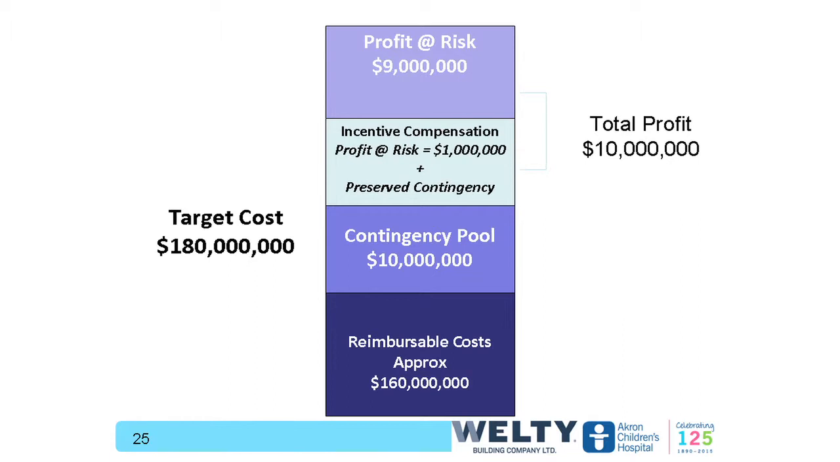This is kind of how it worked out with a target cost of $180,000. You had a total of $10 million of profit. $9 million of that went into the profit at risk bucket. $1 million of it dropped down into the incentive compensation bucket. The contingency pool was really where the dollars were going to be saved that would flow up into that incentive compensation bucket, and that would fund the payout for the incentive compensation. And then reimbursable costs were set at 160. These are just numbers that I can add quickly.